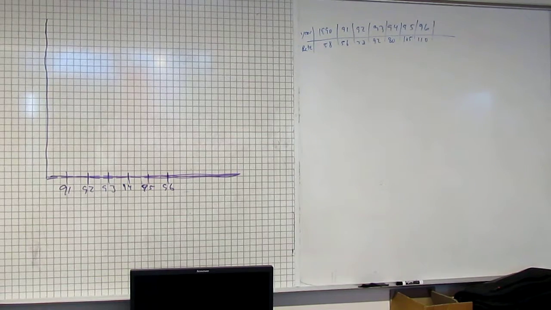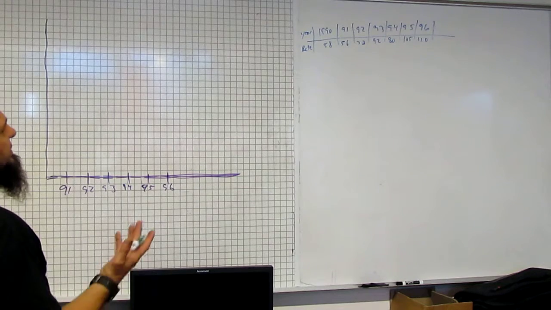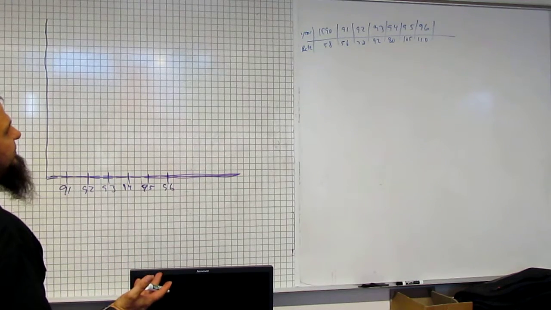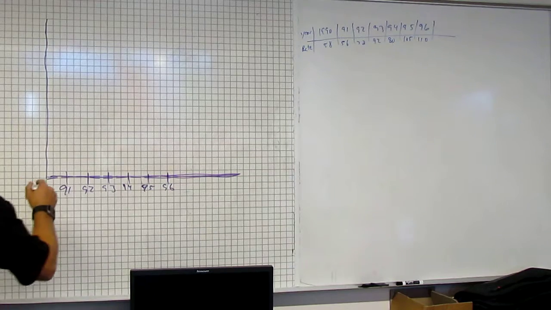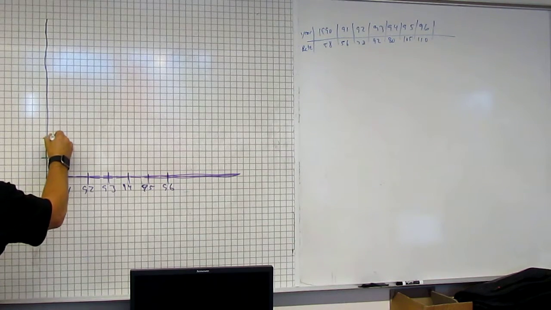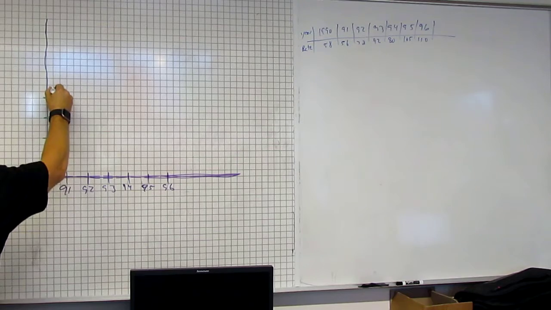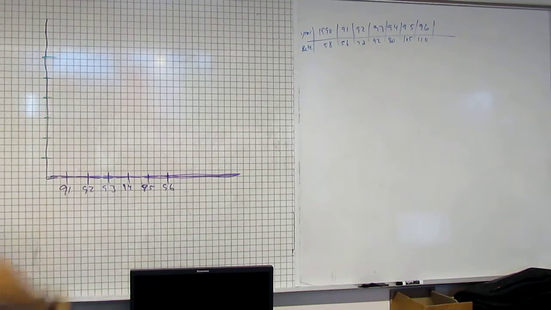And so I'm going to go up, and my lowest is 56, and my highest is 110. So I need to go from 56 to 110. That's about 60 places, right? So how are we going to put 60 places in here? Maybe by tens? Does that sound good? By tens? So I'm going to do 1, 2, 3, 4, 5, 6, right?